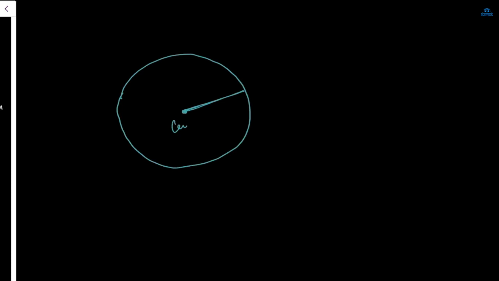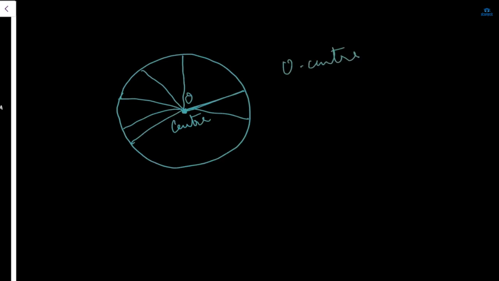So a circle is a collection of points in a plane in which the distance of all the points is constant from a fixed point called the center. This is the fixed point which we call the center, and from this center the distance of all the points is the same. This same distance is called the radius. Here you can mark it as O. So O is the center, and this R is the radius, which is the same distance.